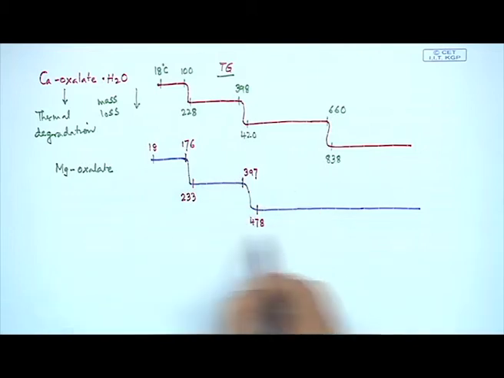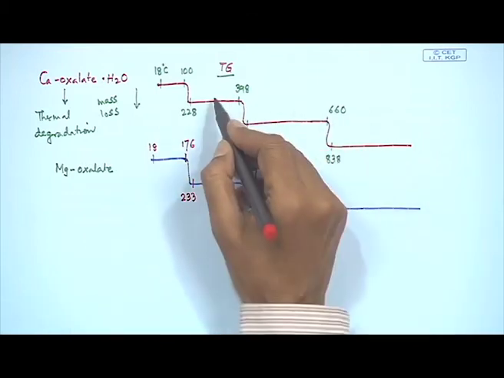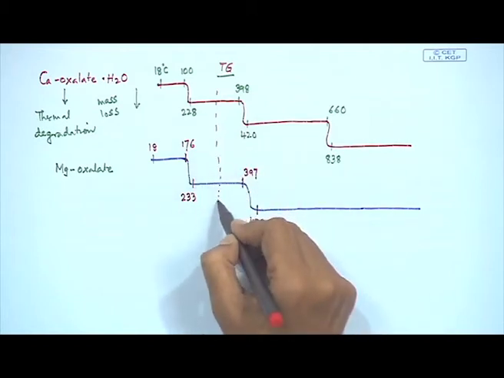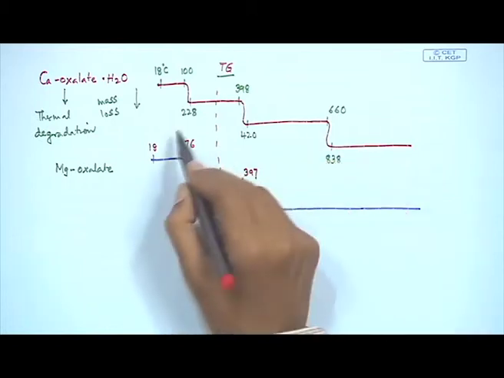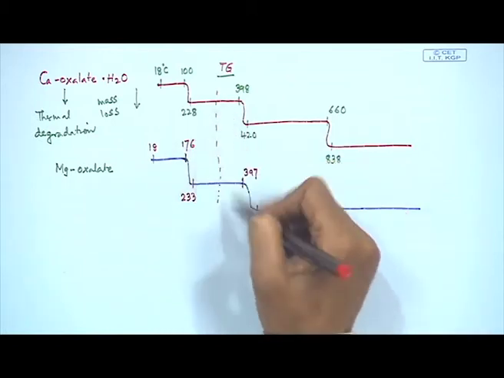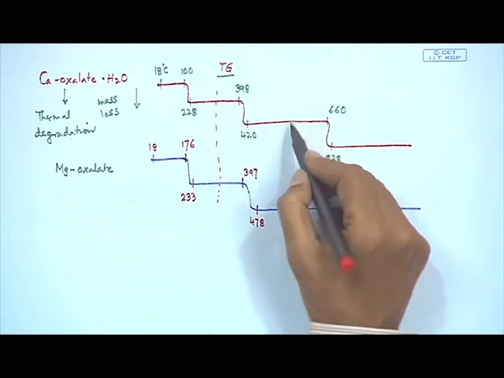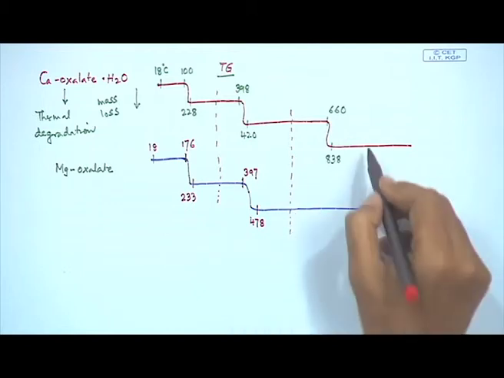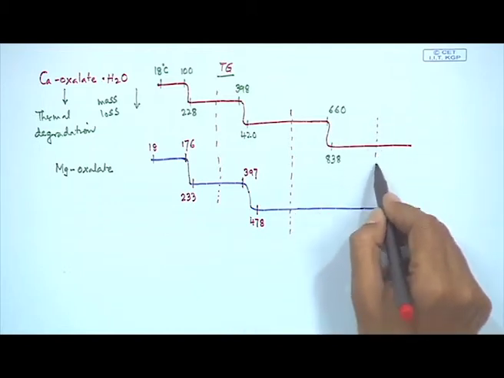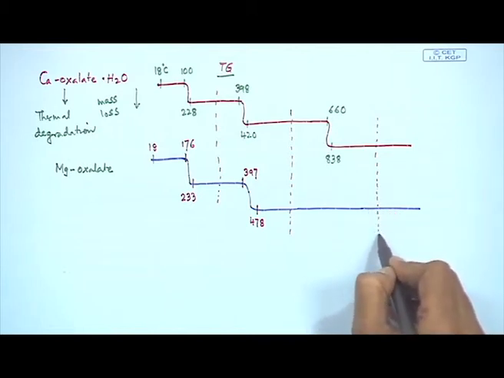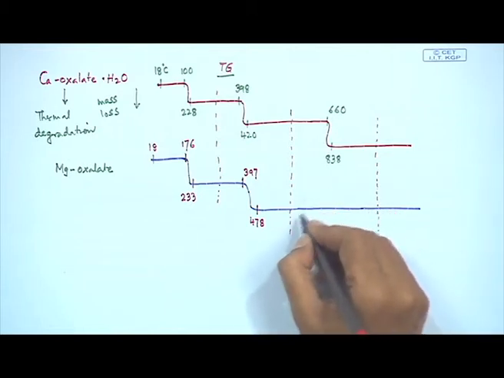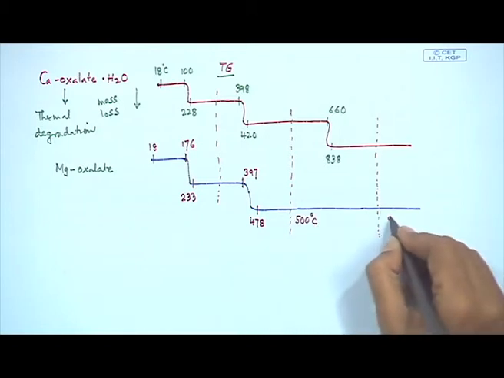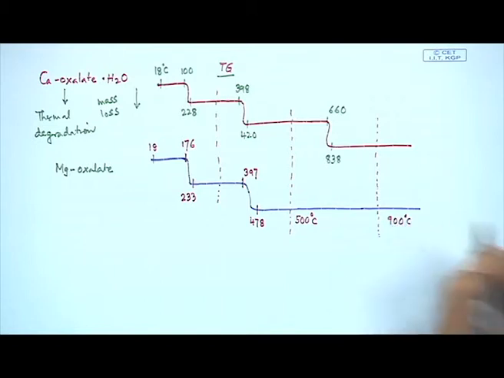So, now if we have this axis basically, this temperature we can have. It will be between these. So, it will be close to 350 to 400 degree centigrade, but these two temperatures are very important. It can be considered as the drying temperature. So, this is our 500 degree centigrade and this is our 900 degree centigrade.